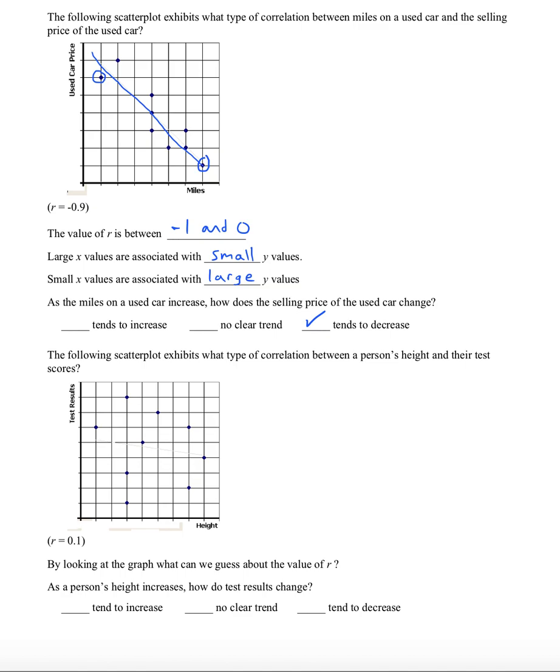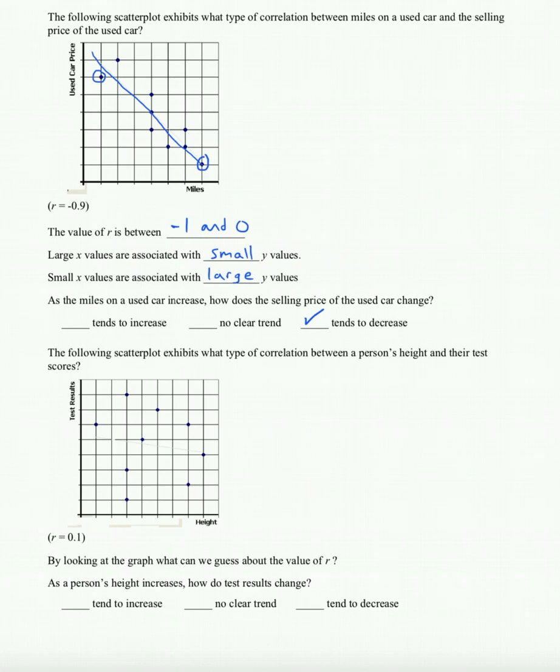The last scatter diagram that I have here is one between test results and height of a person. Now, assuming this is an academic test, what type of correlation would we expect to find between test results and height? The correlation coefficient has been calculated to be 0.1. By looking at the graph, what could we guess about the correlation coefficient?